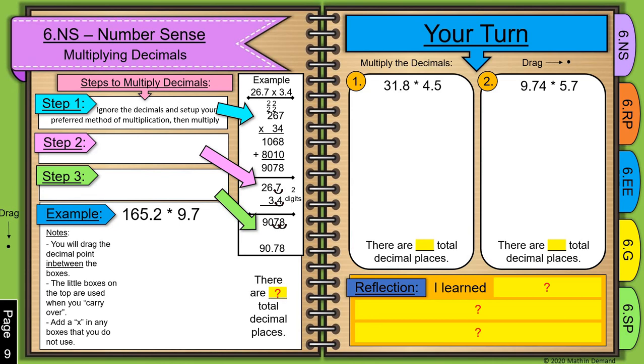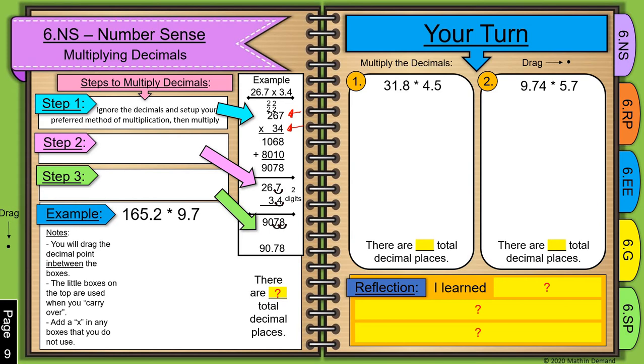Now, I misspoke before. We are not lining up the decimals. You 100% do not line up those decimals. All right, you ignore them. So looking at my problem, instead of 26.7 times 3.4, it became 267 times 34.